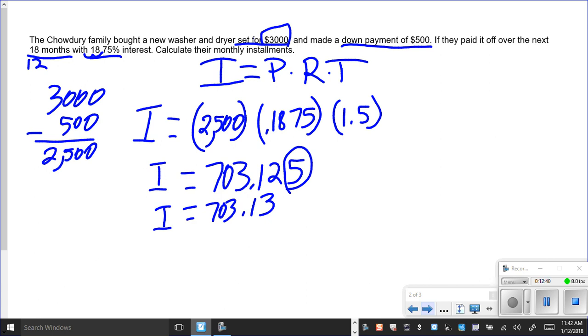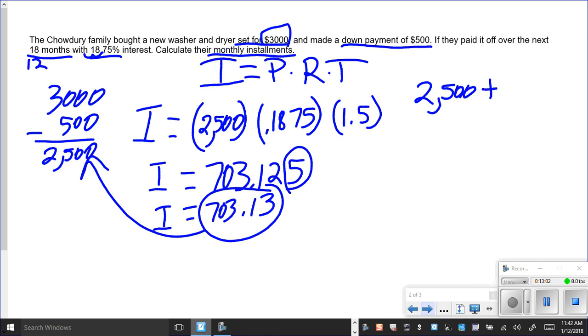Now that we're there, what we just found was simply the amount of interest that they will have to pay. All right. So we need to calculate their monthly payments. That's what we're looking for. To calculate their monthly payments, we need to add the interest back to how much they have to pay back to the company. So we're going to do 2,500 plus 703.13. Let's put it in the calculator, make sure we don't make a mental error, and you get 3,203.13. This is how much you're going to pay back.